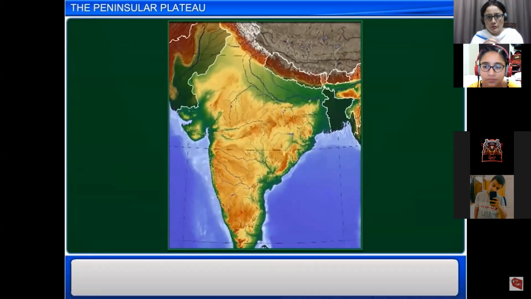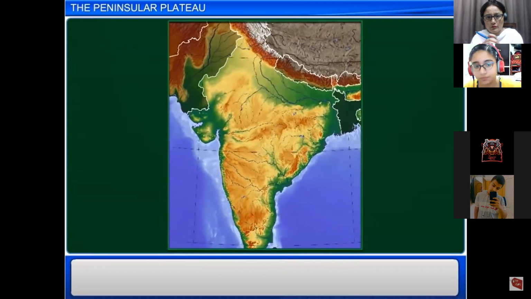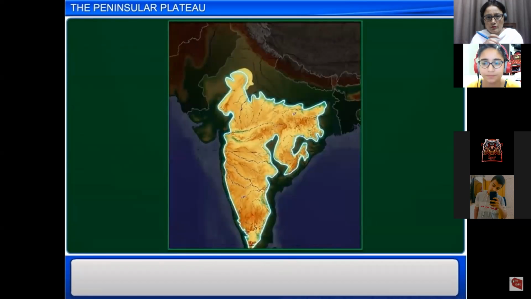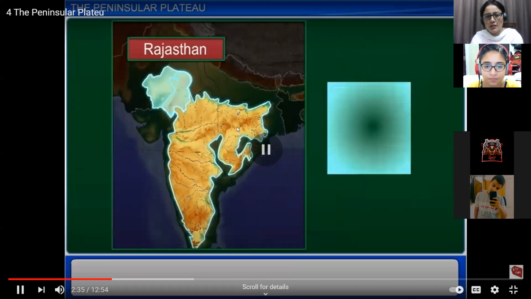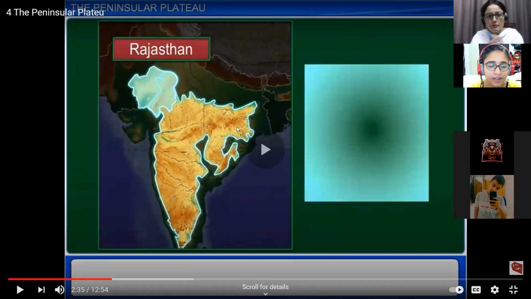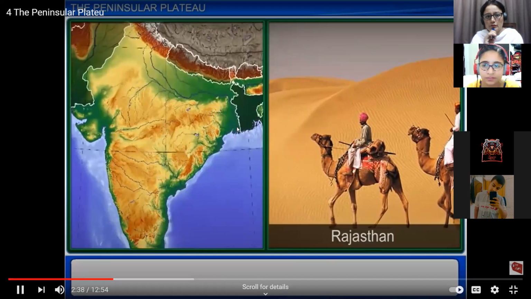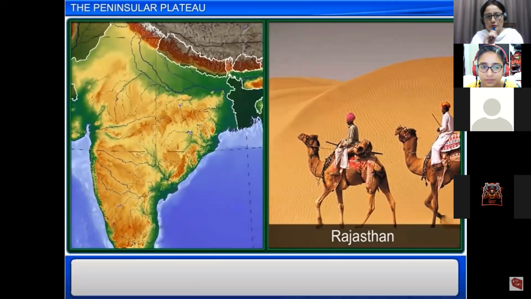Moving a little west along the Vindhya Range, the peninsular plateau gradually merges into the sandy and rocky desert of Rajasthan. So what's the name of our desert? West of Malwa, we have a desertic area in Rajasthan. What do we call it? Thar Desert. Let's take a look at the rivers in this region.